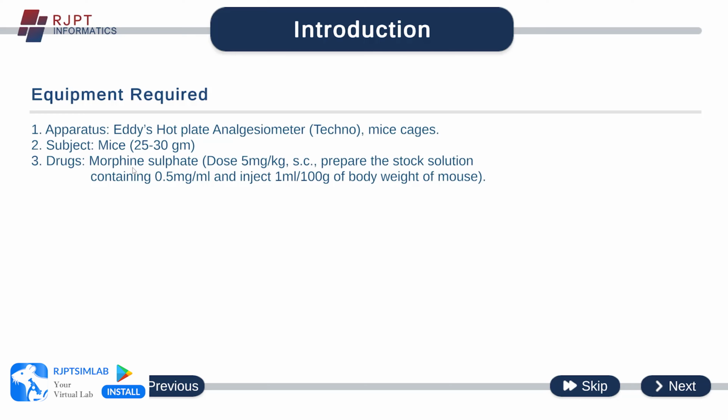Then third, we require the drug morphine sulfate, which is to be given at the dose of 5 milligram per kilogram. So for that we have to prepare a stock solution containing 0.5 milligram per milliliter, and we have to inject 1 milliliter per 100 grams of body weight of the mouse.